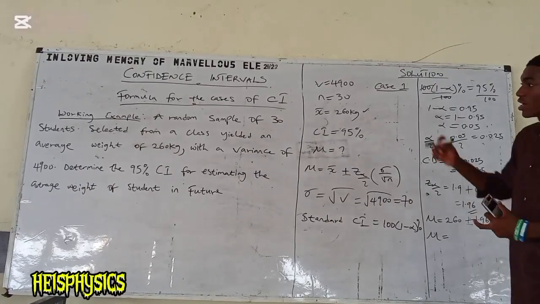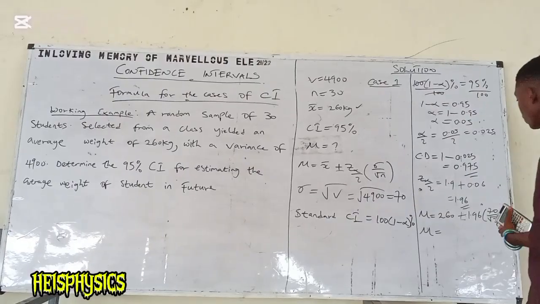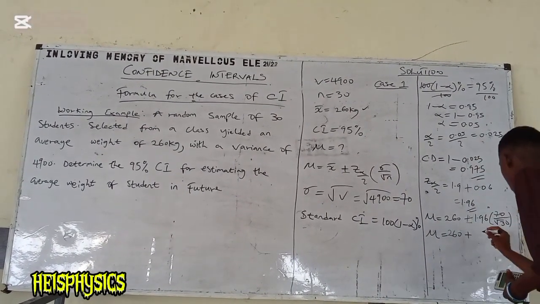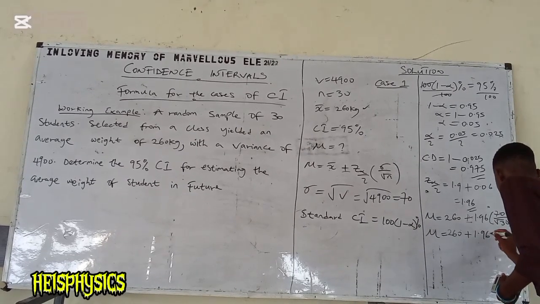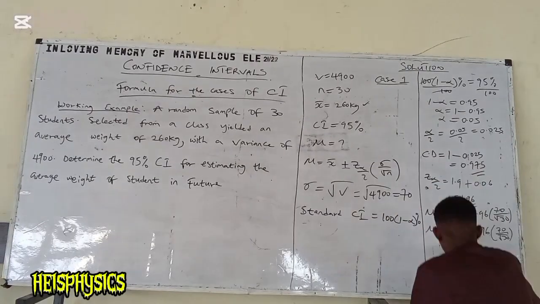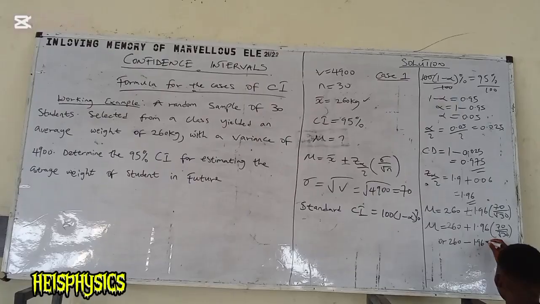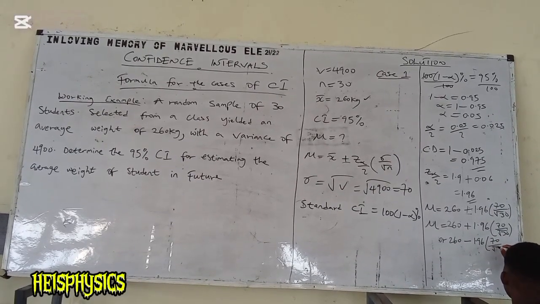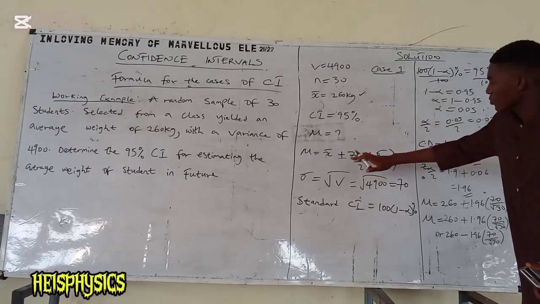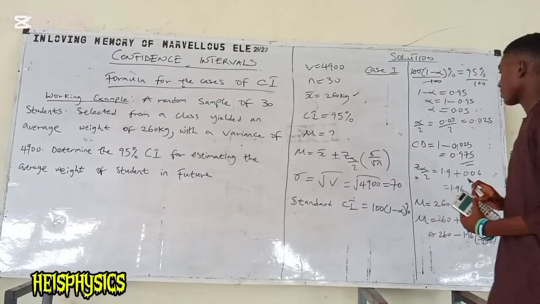Sorry, I omitted that. In those formulas, both of them have plus or minus. So we can say 260 plus 1.96 bracket 70 over square root of 30, or 260 minus 1.96 bracket 70 all over square root of 30. Don't forget the formulas for case 1, case 2 and case 3 have plus or minus. I omitted it the first time, please add it when solving.